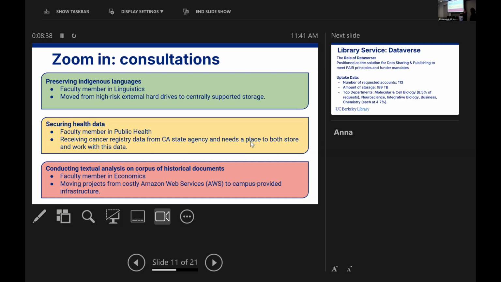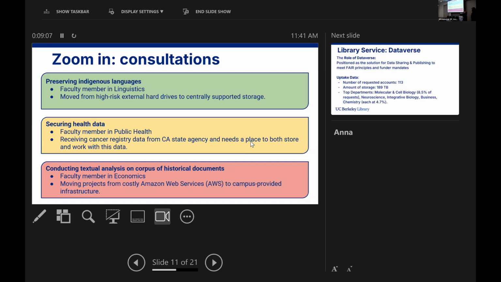But they said, I don't know anything about storage. It is not my job to know about storage. This was the very first consultation, and that was a theme that resonated throughout. It is not their job to know about storage. And so they were really happy that there was someone there who they could actually have a conversation with about this. So we moved a lot of that data from an external drive sitting in an office to more centrally supported storage.